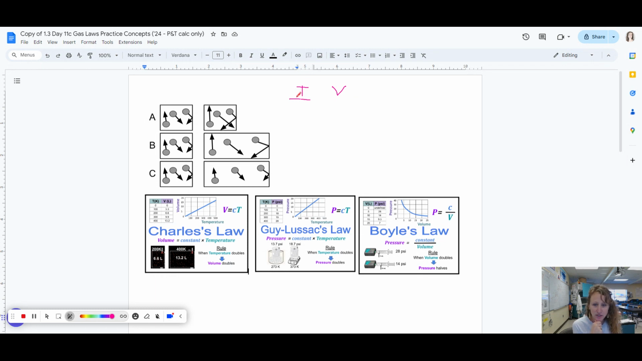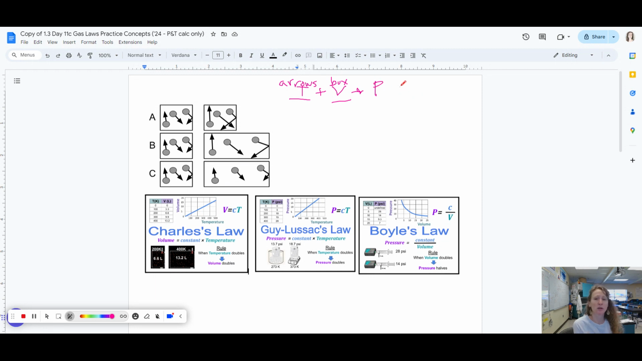Remember, temperature is going to show up as arrows. The bigger the arrows, the higher the temperature. Volume is going to show up as the size of the box. The bigger the box, the bigger the volume. Now, temperature and volume together lead us to a conclusion about pressure.